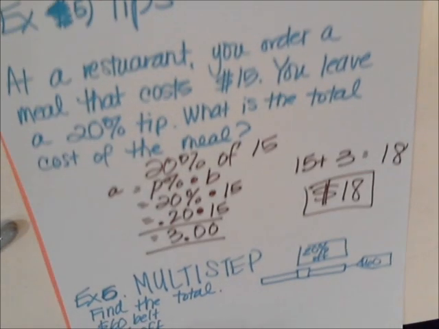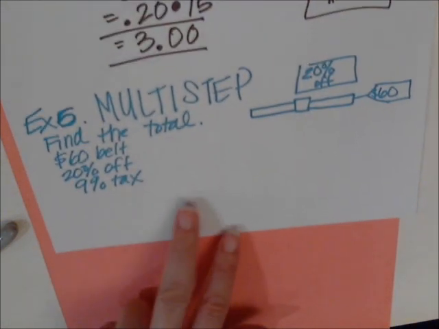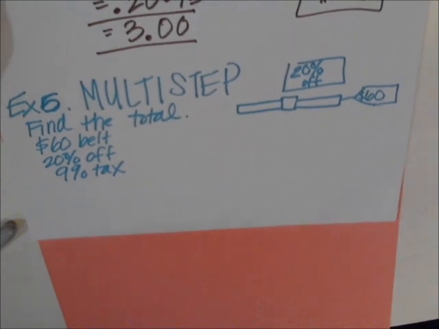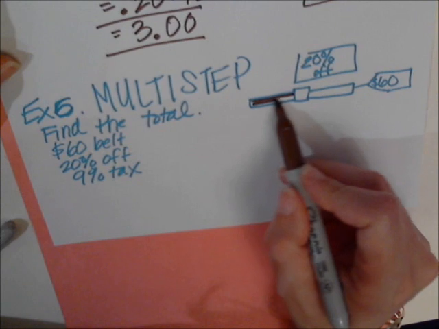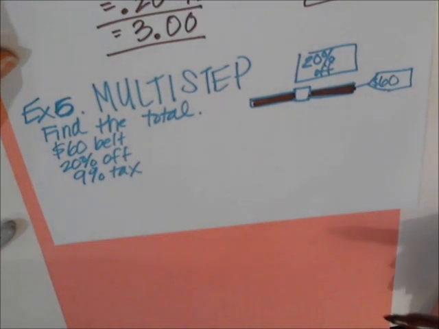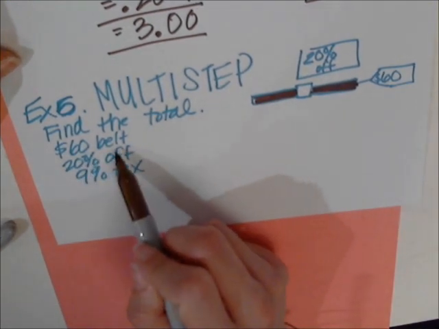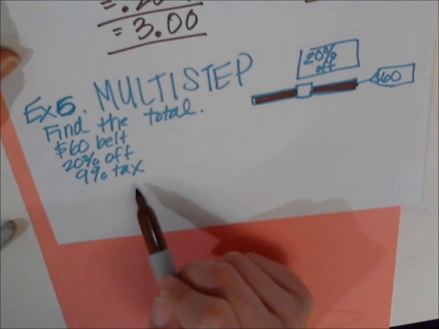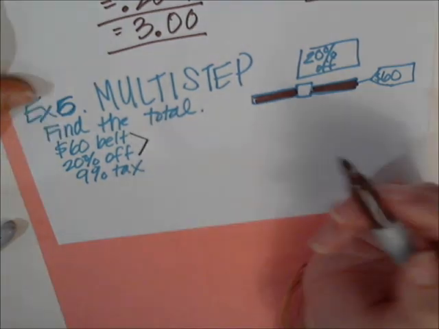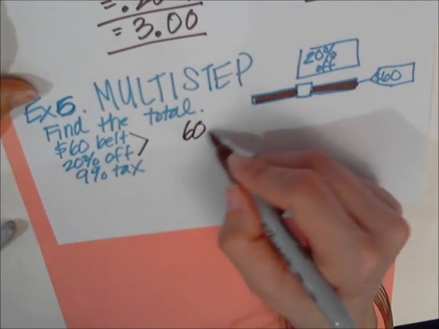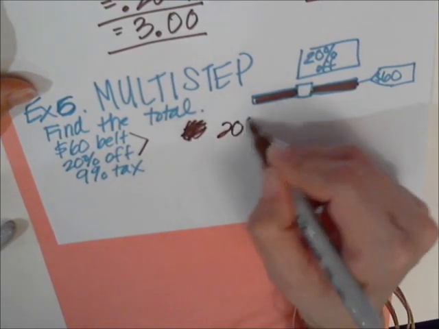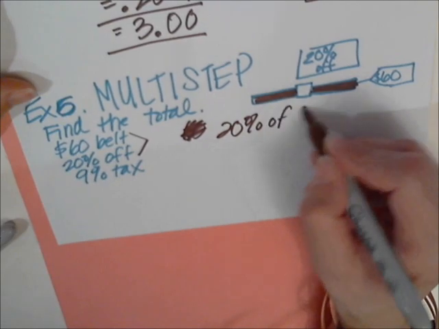Okay, last example. This is a multi-step problem. So actually I'm going to color in my belt here. All right, so it says find the total. We have a $60 belt. It's 20% off, and then we have 9% tax. So the first thing we're going to do is the 20% off. So we're going to find 20% of $60. Actually, I should say 20% of 60.